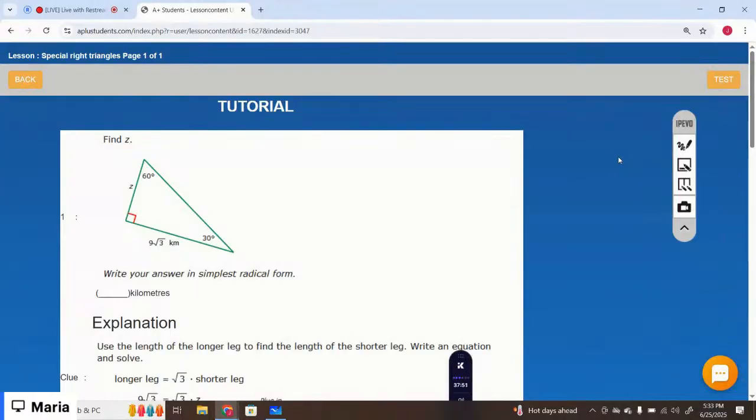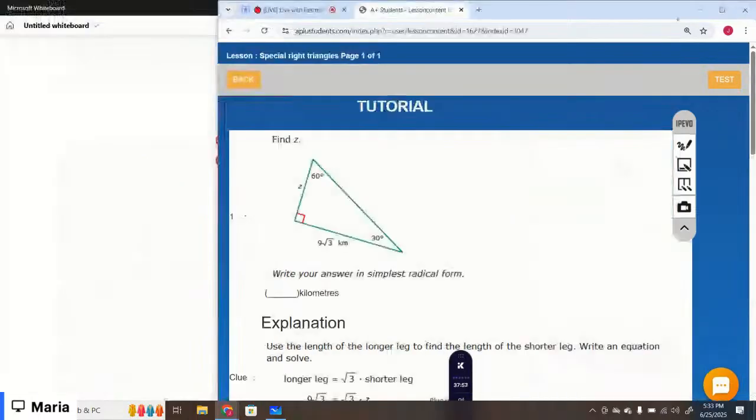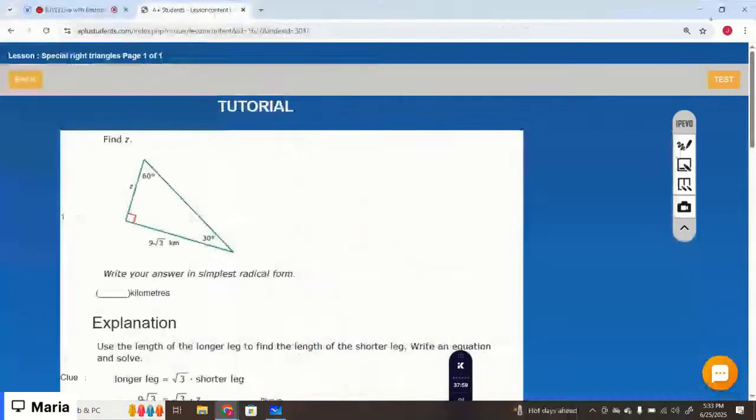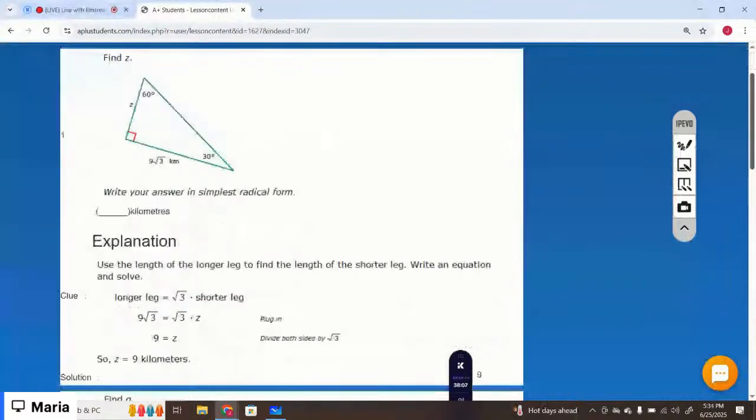So solve for Z. Okay, so the longer length equals the square root of three times the shorter length. Like they are the special triangles. So Z is the shorter length we need to find. So that is, longer length equals the shorter length times square root three.